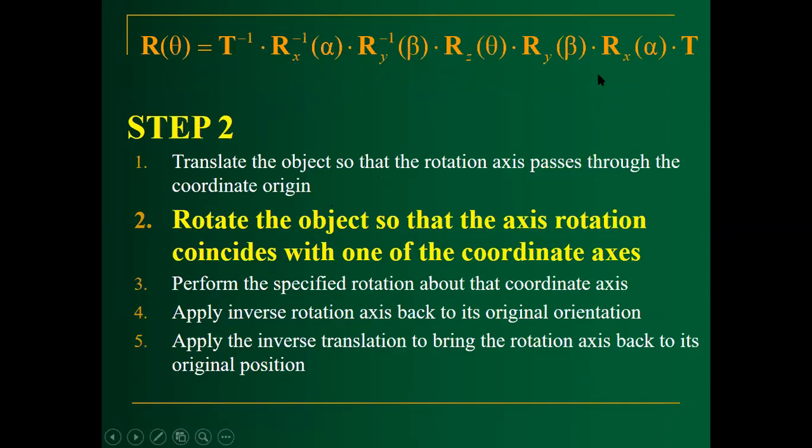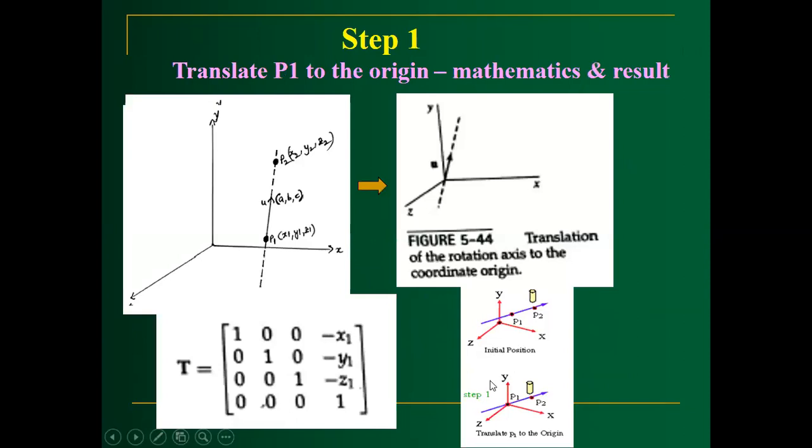Now we will go to step 2. That is, rotate the object so that the axis of rotation, that is your arbitrary axis, coincides with one of the coordinate axes. Here, the coordinate axis we have considered is the z-axis. So we will go back to the previous step.